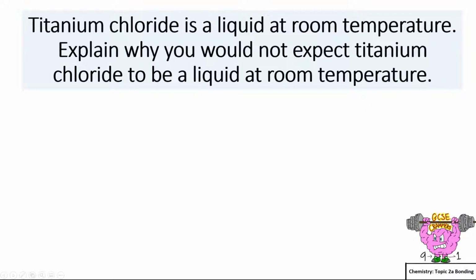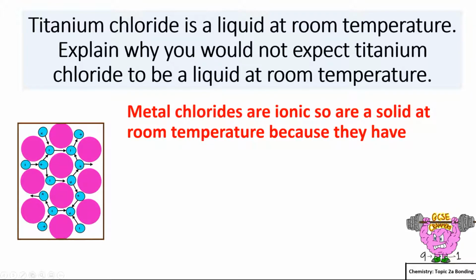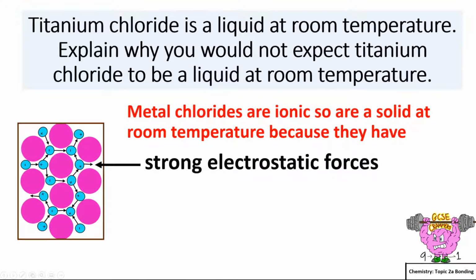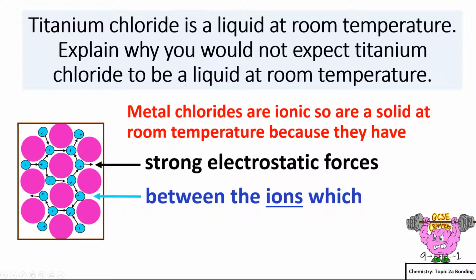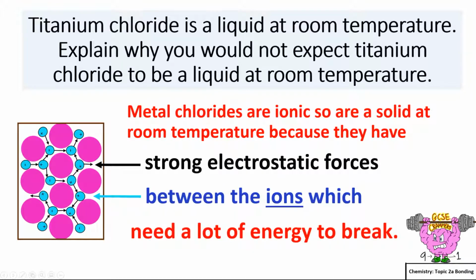Titanium chloride is a liquid at room temperature. Explain why you would not expect titanium chloride to be a liquid at room temperature. Metal chlorides are ionic, so they're solid at room temperature because they have strong electrostatic forces between the ions which need a lot of energy to break. Titanium chloride is a metal halide which unusually has a low melting and boiling point, so requires little energy to break the bonds, resulting in it being a liquid at room temperature.